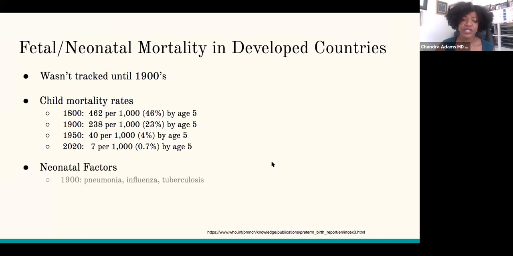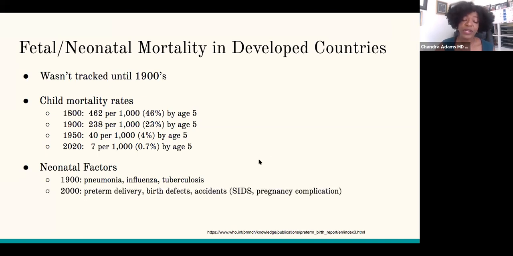The factors that contributed to this in 1900 were pneumonia, influenza, tuberculosis, infectious causes. What's contributing now, though: preterm delivery, birth defects. Birth defects may have something to do with chromosomal abnormalities or some sort of exposure to medication or an environmental factor for mom. Accidents, sudden infant death syndrome, and pregnancy complications. Today we're going to highlight the first and the last one, preterm delivery and pregnancy complications.